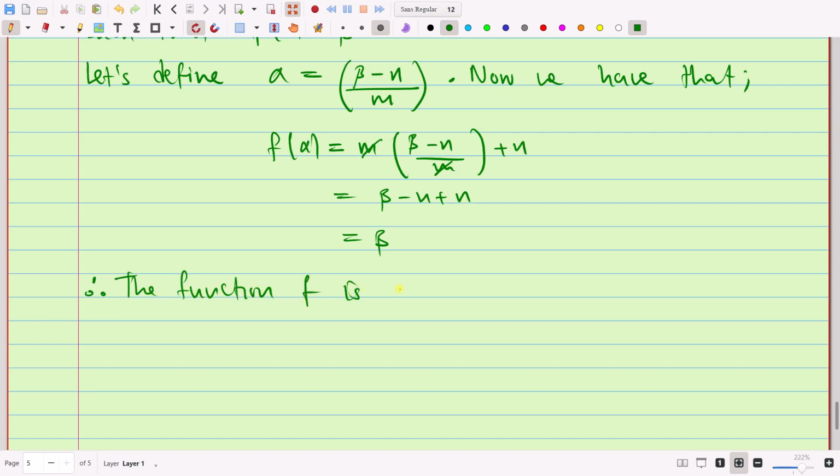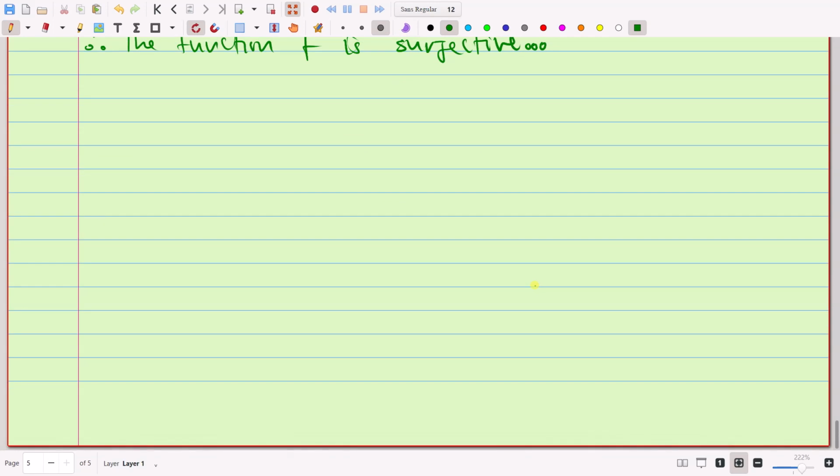So therefore, the function f is surjective. You see, the function f that we have here is a surjective function. So this is how one can verify that, yes, indeed, a function such as that one is surjective. So another example, example 2, that can be asked is as follows.